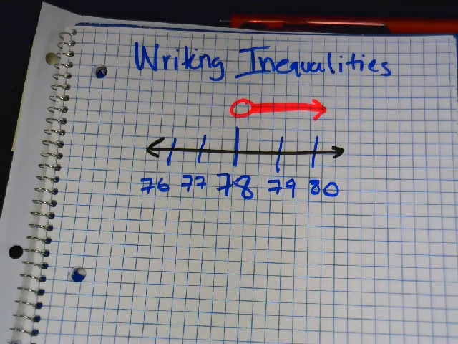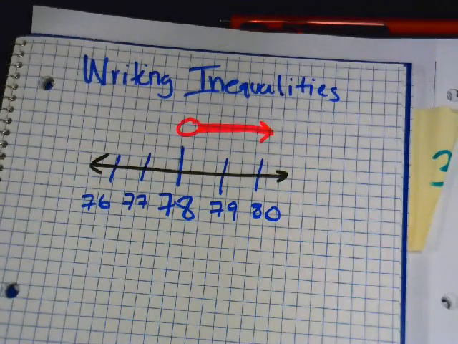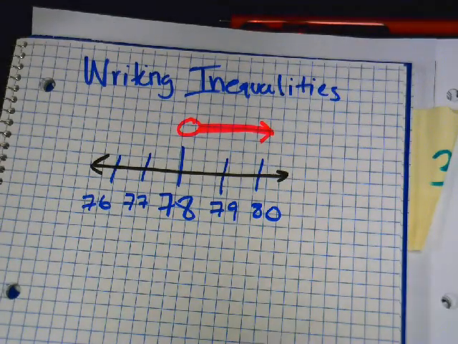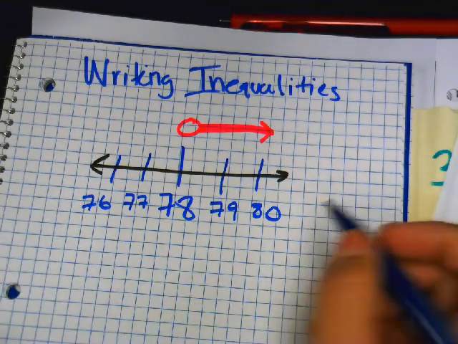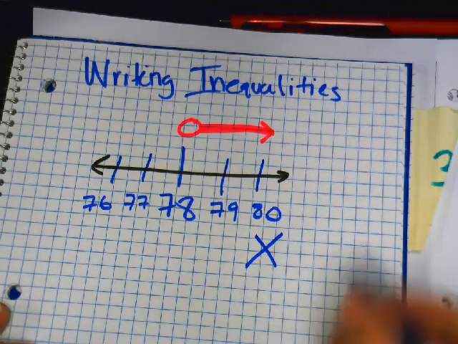Now, to make it easier for yourself, I want you to always start with the X. Do not start with the number. The number actually makes it harder. Where is my circle? What number is it on? 78. We're going to start with the X and then the number.